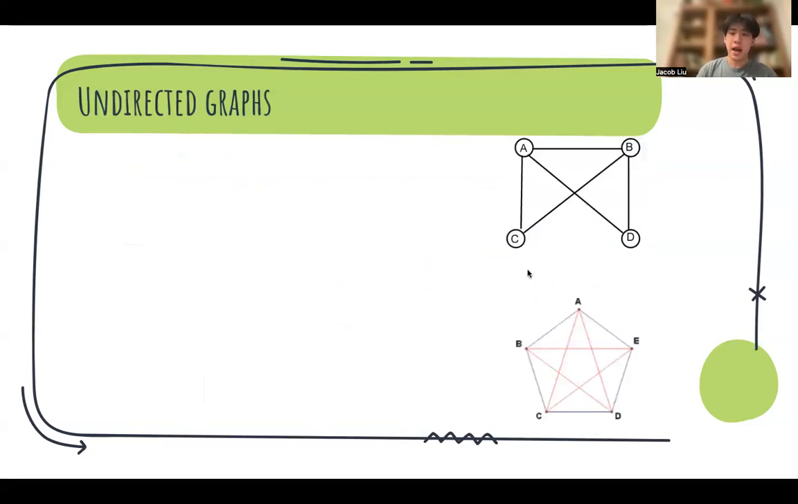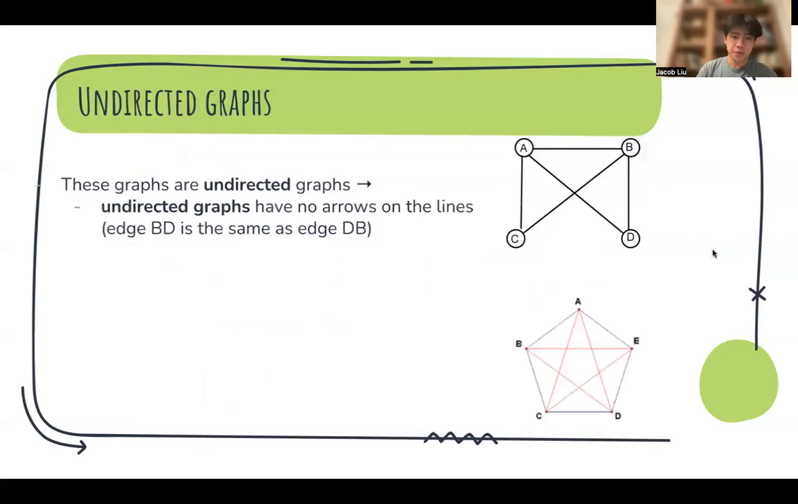So these are called undirected graphs. What is an undirected graph? Undirected graphs are graphs that have no arrows on the lines. So for example, the edge BD, the edge from B to D, is the same as the edge DB. The edge from B to D is the same as the edge from D to B.